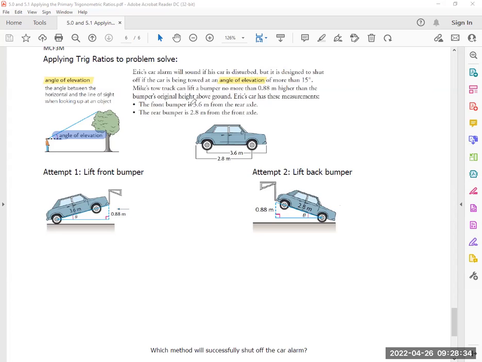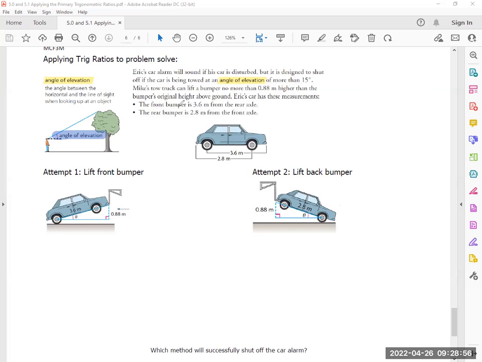Eric's car has these measurements. The front bumper is 3.6 meters from the rear wheel axle, and the rear bumper is 2.8 meters from the front axle. Which way does the towing company need to lift so that the alarm gets shut off?